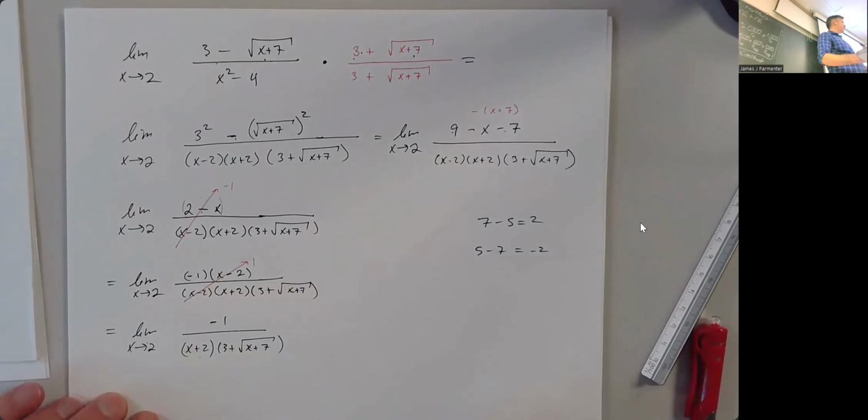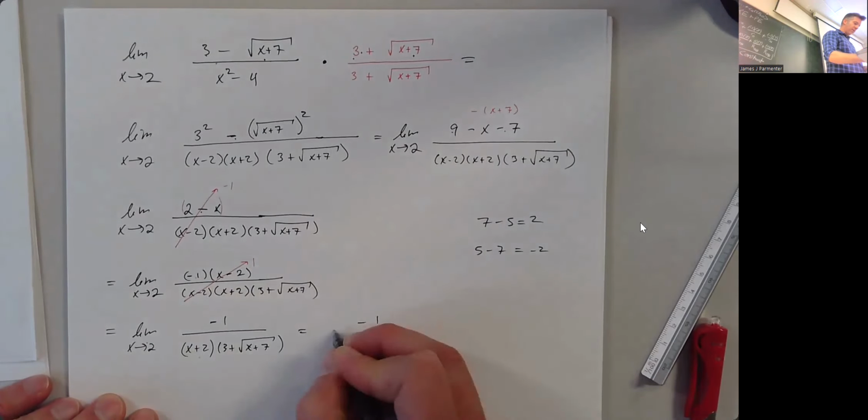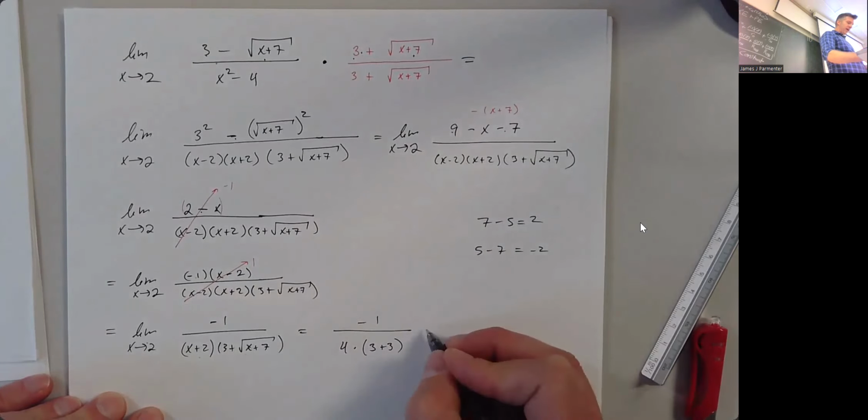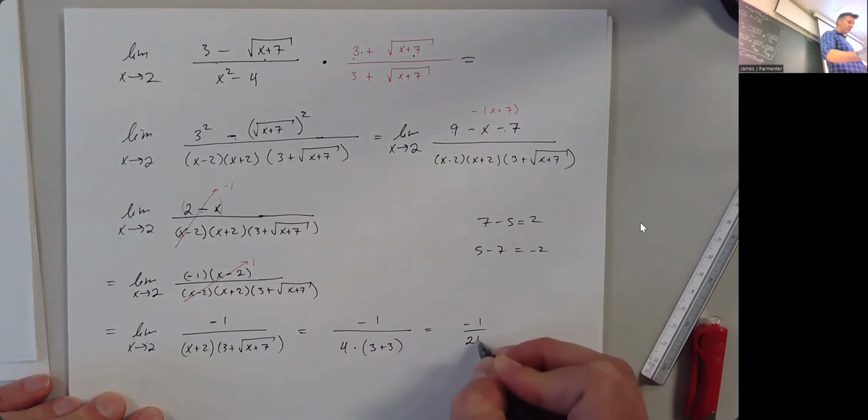Finally, we can plug in x equal to 2. You get negative 1 divided by 2 plus 2 times 3 plus the square root of 9, which is 3, which we should simplify as negative 1 over 24.